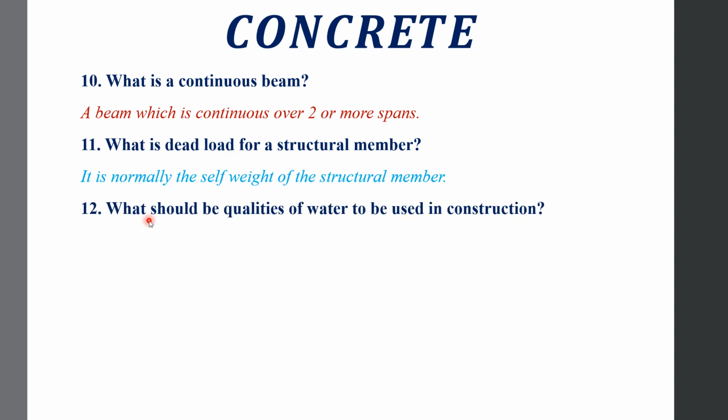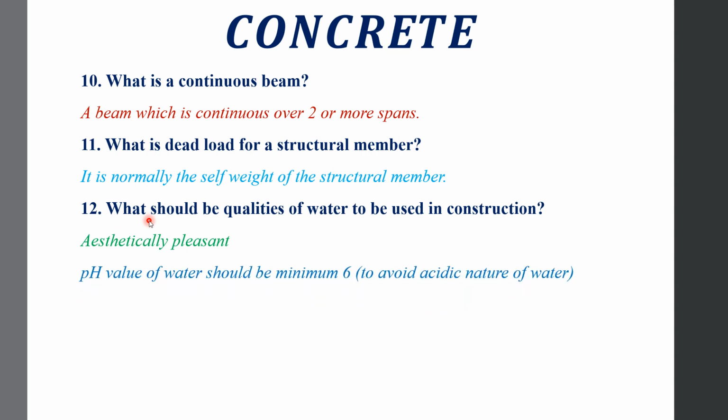Next point is, what should be the qualities of water to be used in construction? Simply, the first and the most important criterion for water to be used in construction is that if you can drink it, then you can use it in construction. It means that water should be drinkable, aesthetically pleasant, and its pH value should be minimum 6. It means that the minimum pH value for water is 6 to be used in the construction industry. You cannot use any type of water whose pH is less than 6.